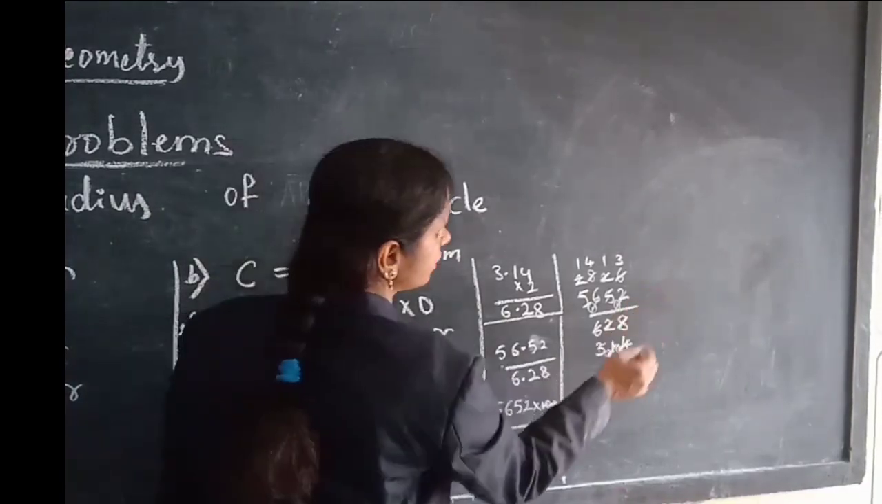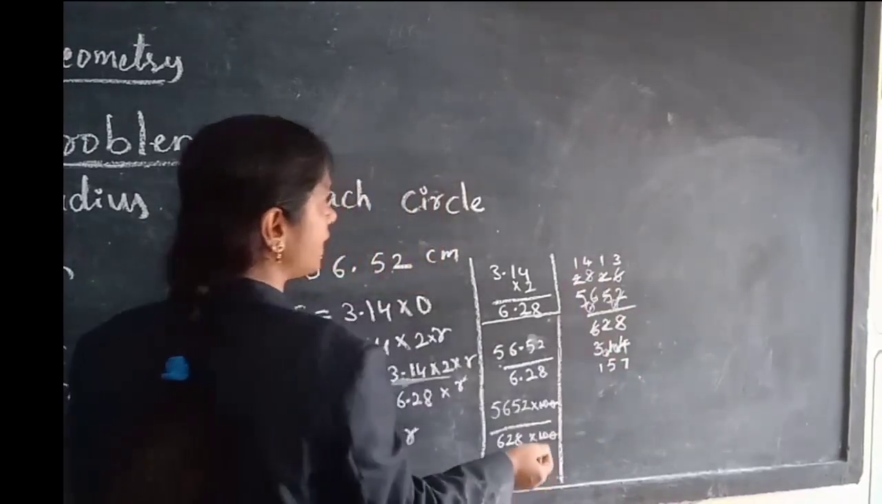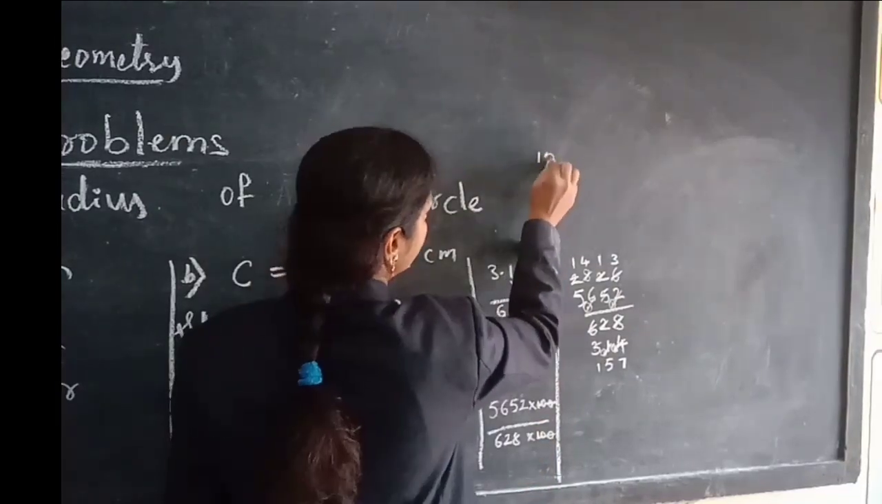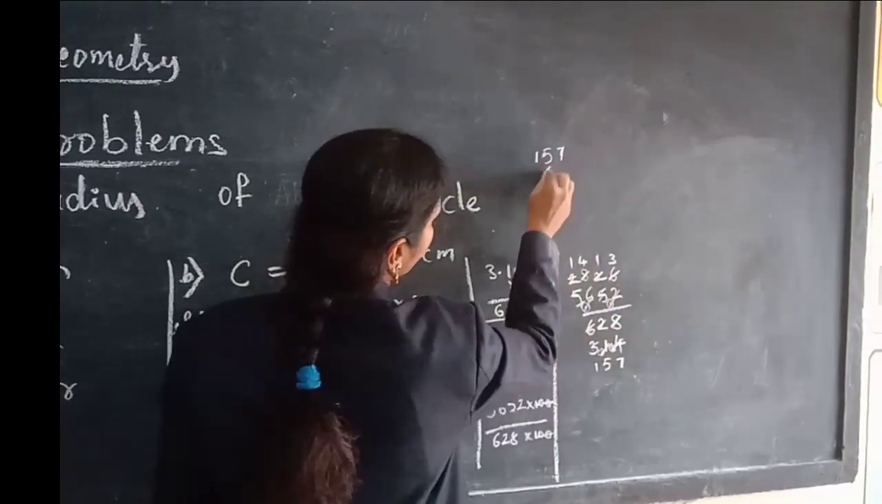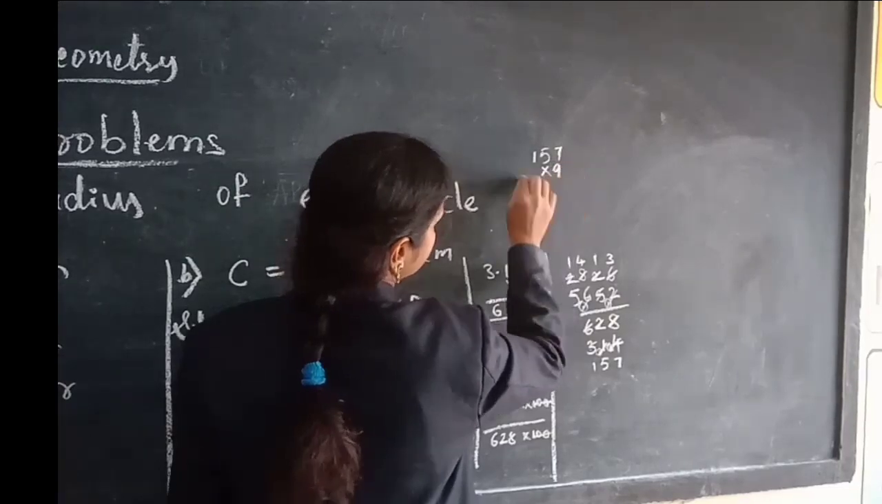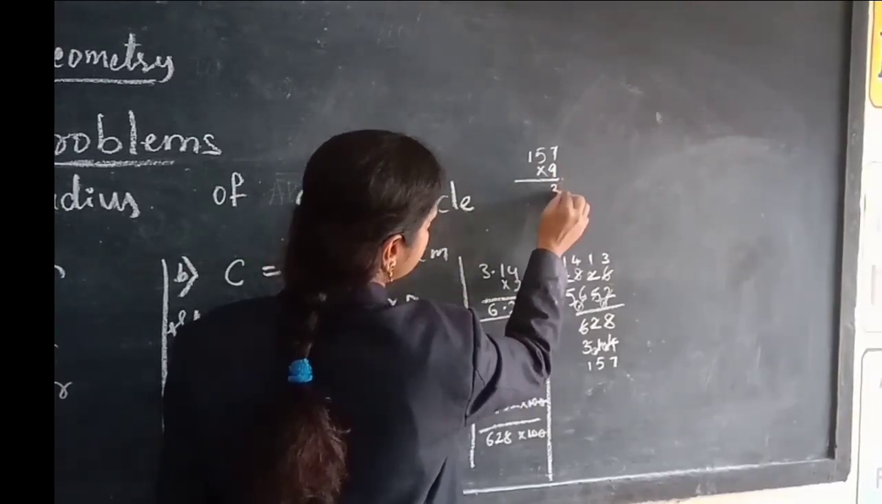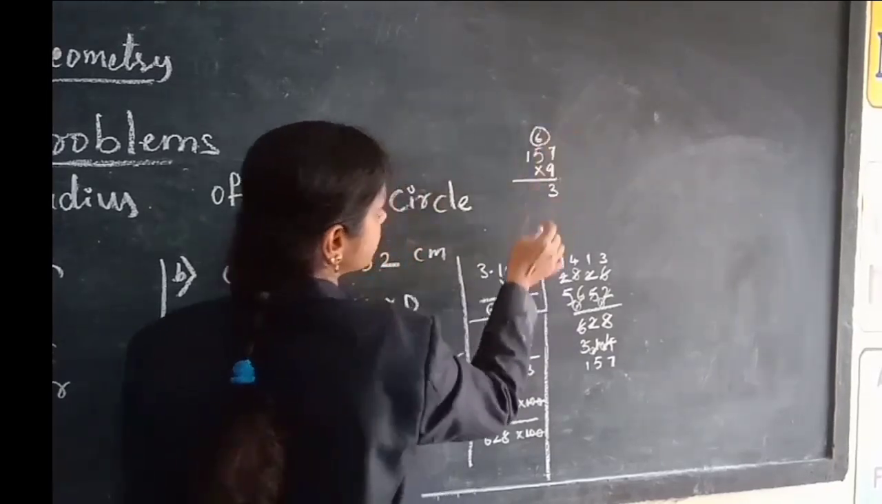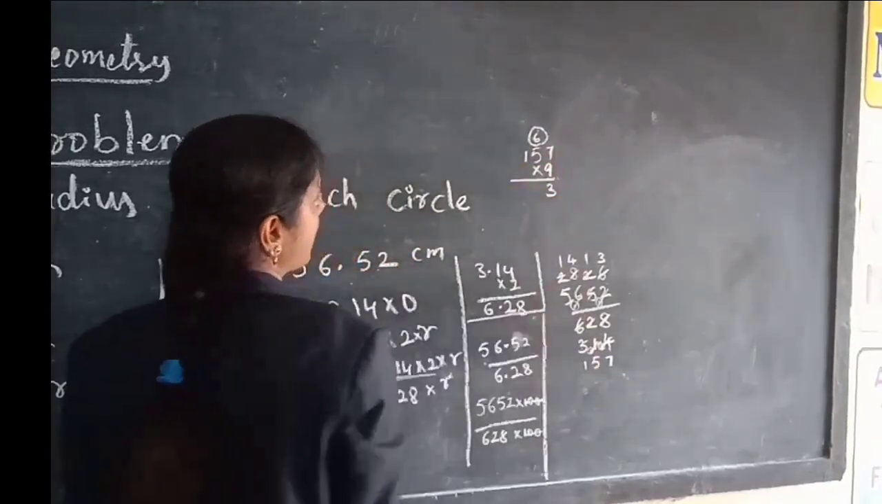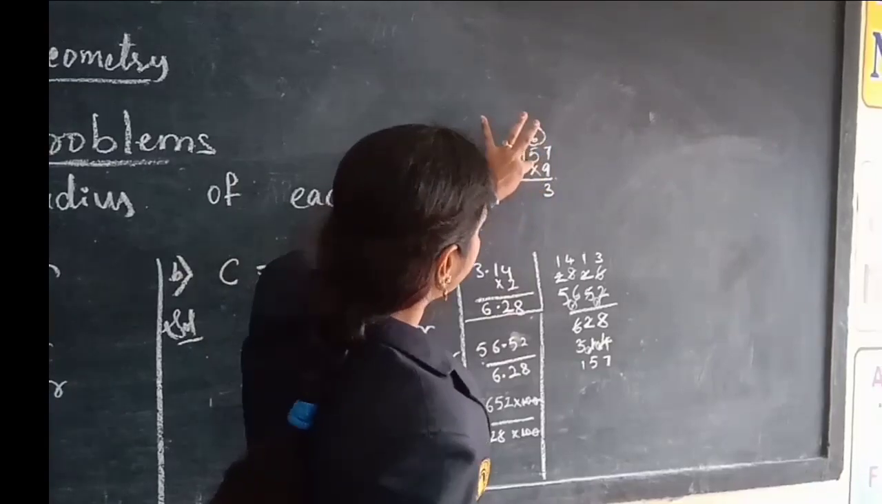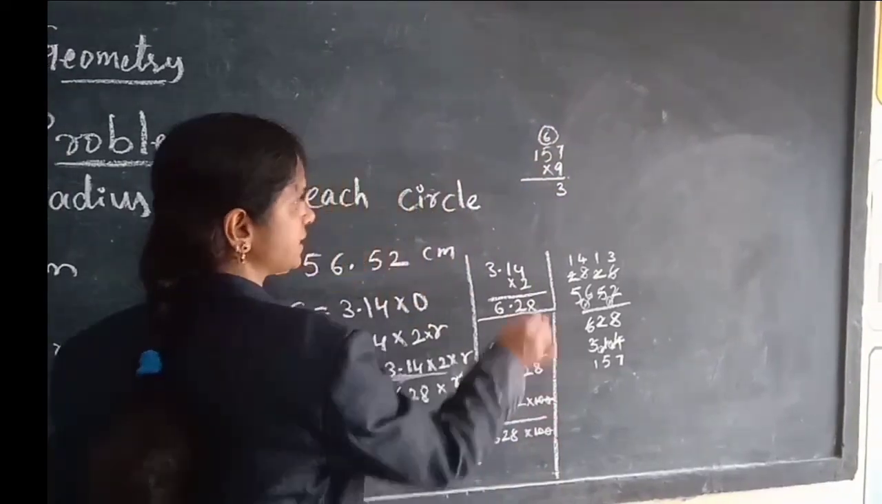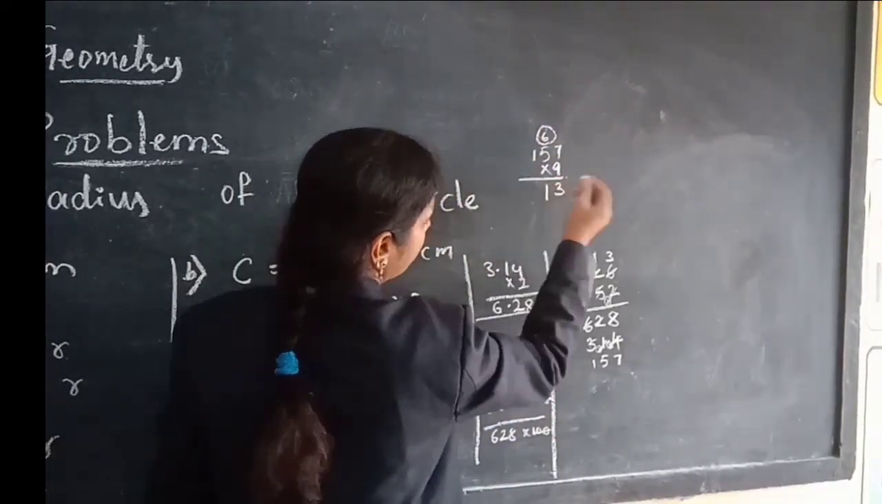Next, in 157 we can check. 157 into 9 we will check. 9 sevens are 63, 6 will be carried. 9 fives are 45 plus 6, 45 plus 6 is 51.